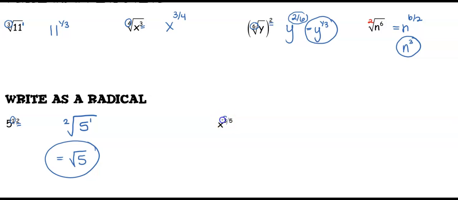X to the 3/5. The numerator is the exponent on the inside with that base of x. The denominator is the root, so this becomes the 5th root of x cubed. And that is it for our video on rational exponents.